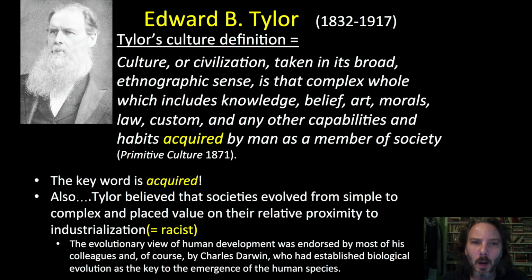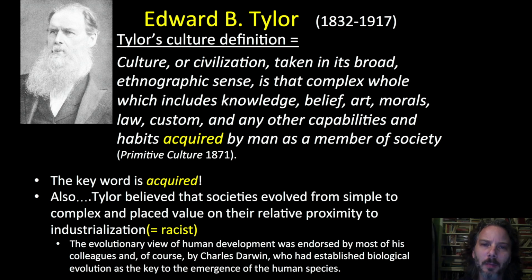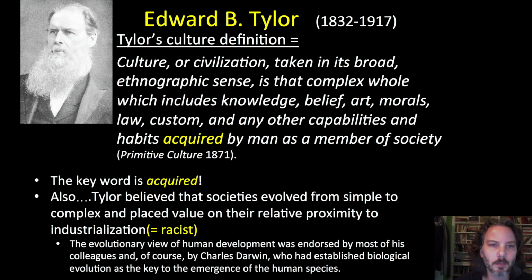By using the word acquired, we know that E.B. Tylor believed that culture is something that we possess. Tylor believed in equality of individuals, but he did not believe in equality of societies. Tylor was a big fan of Charles Darwin, and Tylor believed that societies evolved from simple to complex and placed value on their relative proximity to industrialization. This idea reinforces the idea that technology is the measure of man or the measure of society.